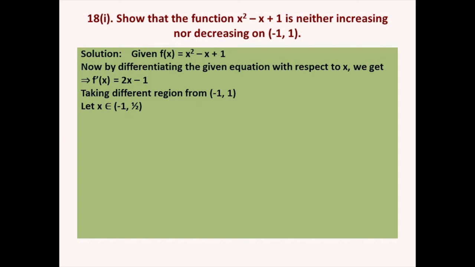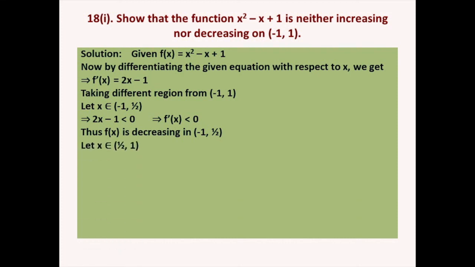Now I'm going to take the first breakup now. That is, let x belong to minus 1 to half, because my interval is given to me minus 1 to 1. So I am breaking it into parts and I'm going to study it as minus 1 to half in the first case. When I do that, in the interval of minus 1 to half, I observe 2x minus 1 will be less than 0. That means f dash x is less than 0. If it is less than 0, it means f(x) is decreasing in the interval from minus 1 to half.